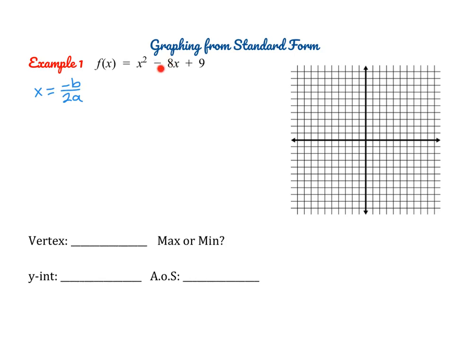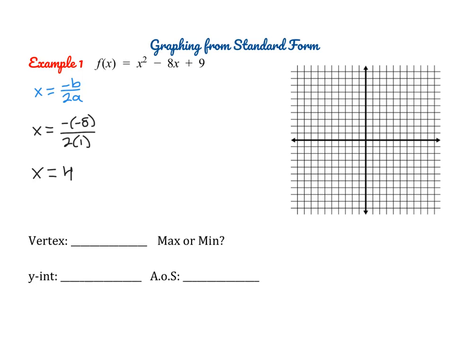Here we can see that b is negative 8 and a is 1. So let's substitute that: negative 8. Notice there's a negative built into the formula, and then that other negative comes from the function, divided by 2 times 1. So this becomes positive 8 divided by 2, which is 4.